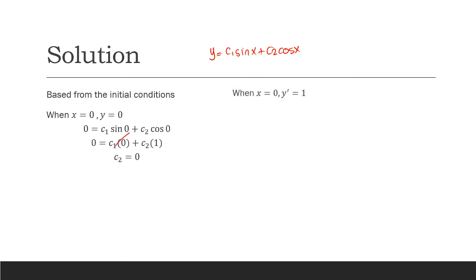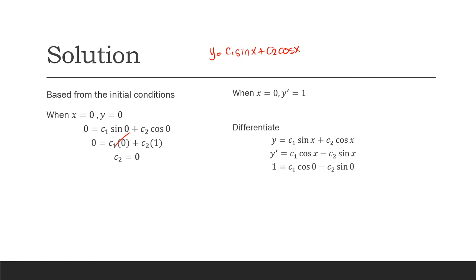Next, kunin naman natin, gamitin natin yung second initial condition. That is at x is equal to 0, y prime is equal to 1. So, since hindi pa naka y prime, wala tayong y prime sa equation, kailangan nating i-derivative to. Kaya naman. Kunin natin yung differential ng buong equation. We will have, this is your equation, y is equal to c sub 1 sin x plus c sub 2 cosine x. Differentiate natin siya.